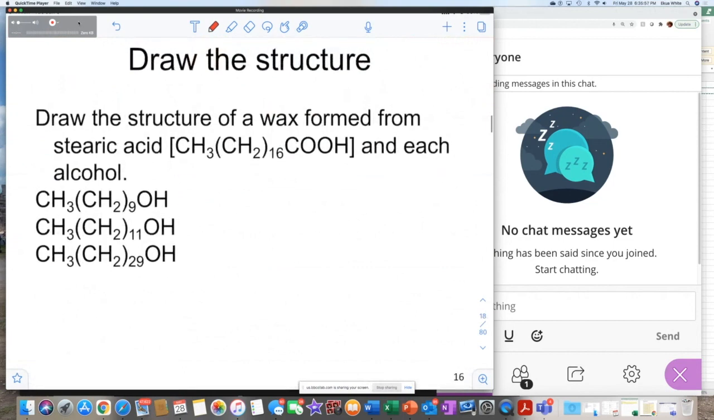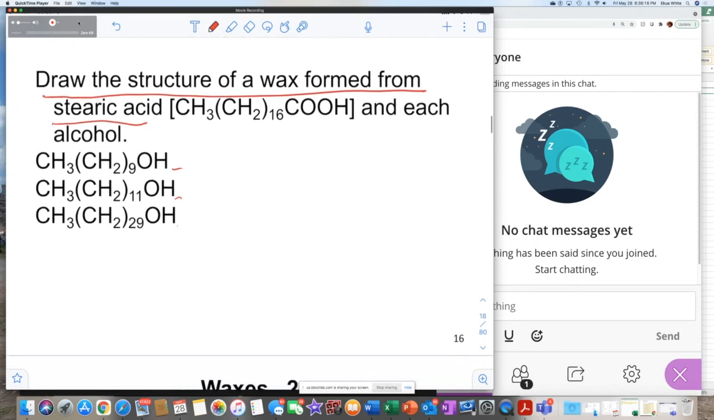Okay, so here we have three of these. I'm just gonna draw one. Do I really need to do all three? You can apply what I do for the one to these other two, right? Draw the structure of a wax formed from stearic acid and each alcohol. So I'm just going to do it one time. Once again, the way I have this PowerPoint designed, it was supposed to be in a class where three people come to the board and each person works on one.